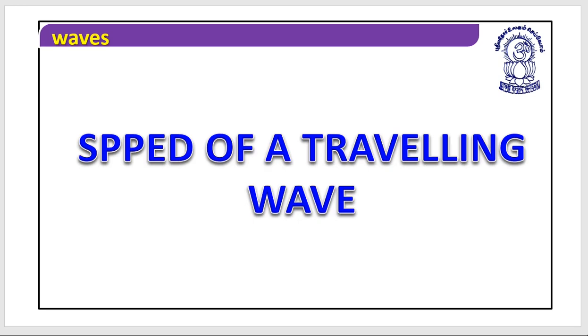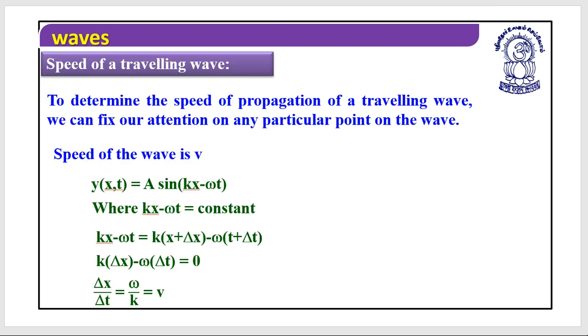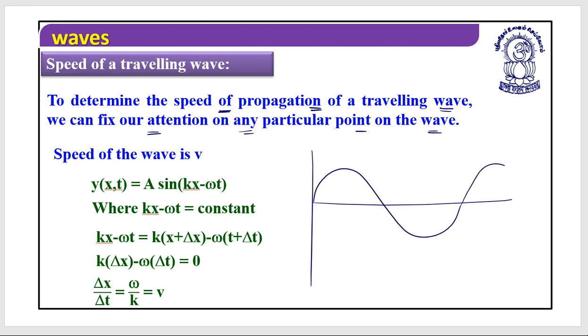In today's class we are going to discuss first the speed of a traveling wave. Let's begin. To determine the speed of propagation of a traveling wave, we can fix our attention on any particular point on the wave. Let's suppose the situation is something like this: this is the wave and it is traveling something like this.